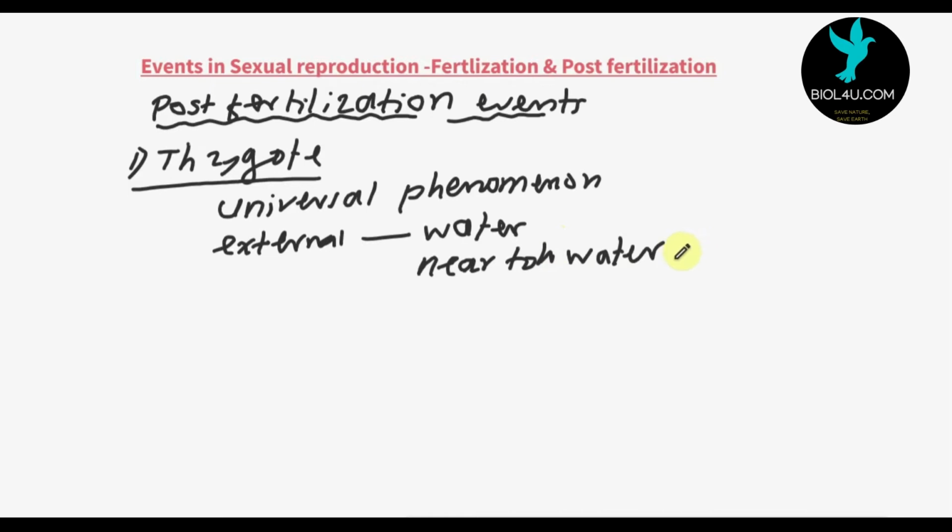Or if internal fertilization, the zygote formation takes place inside the body. Most commonly it is in the fallopian tube, inside the body. That is the difference in zygote formation between internal fertilization and external fertilization.